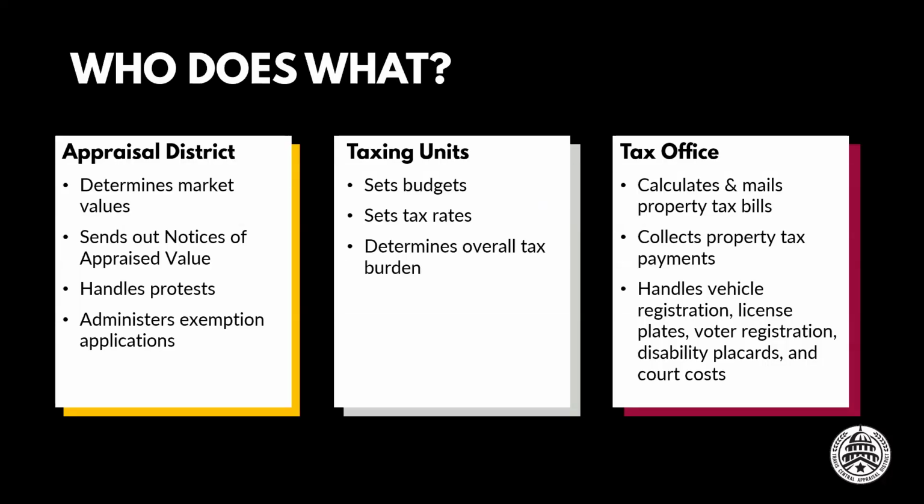In the first part of our presentation, we will discuss the property tax system. We'll start by reviewing the functions of the appraisal district, taxing units, and tax office. The appraisal district determines market values, sends out notices of appraised value, handles protests, and administers exemption applications, while taxing units set budgets, set tax rates, and determine overall tax burden.